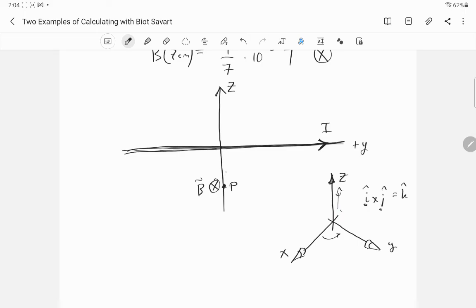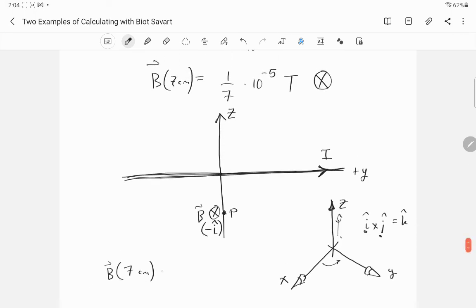So this is all to say that this is not the positive x direction, it's the negative x direction. So the magnetic field at that 7 centimeter location in these axes is 1 over 7 times 10 to the minus 5 Tesla, negative i hat.